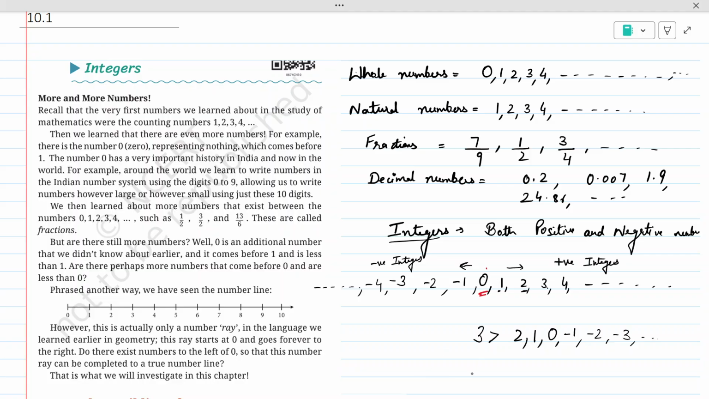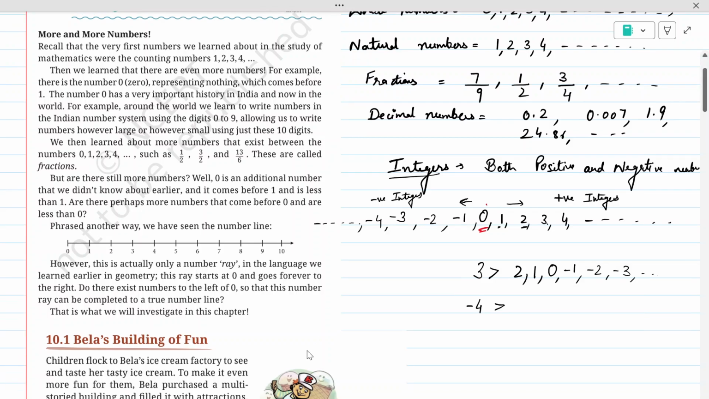I am taking another example here, the example of -4. This -4 will always be greater than the number on its left. That means -4 will always be greater than -5, -6, -10, -100, -1000, and so on. So the number which is on the right will always be greater than the number on the left side.